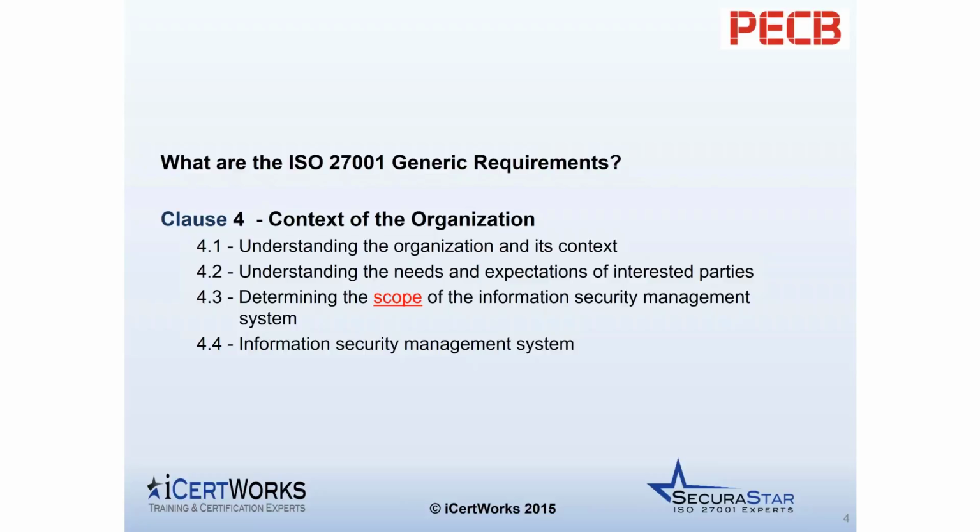We'll cover these just one by one here. Clause 4, context of the organization. There's actually 4 sub-clauses here. One is understanding the organization and its context. 4.2 is understanding the needs and expectations of interested parties. Sub-clause 4.3 is determining the scope of the information security management system. And 4.4 is the information security management system itself.